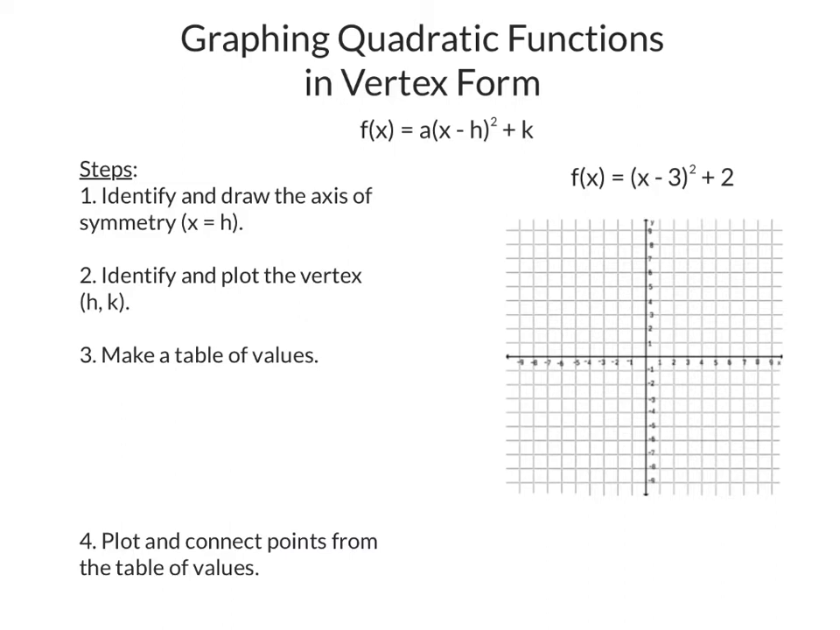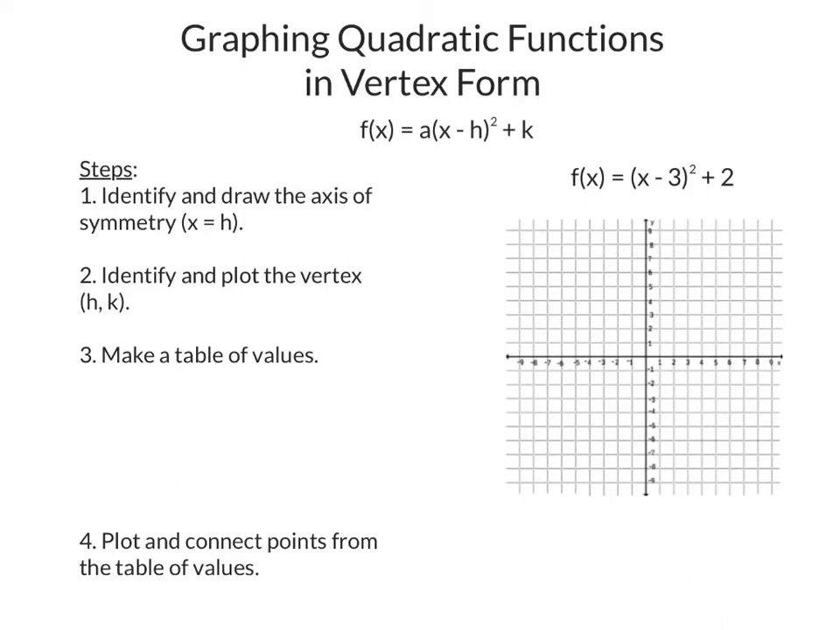Step 1 is to identify and draw our axis of symmetry, which is the line x = h. Our next step is to identify and plot our vertex, or the point (h, k). Next, we'll make a table of values for our function, and finally we'll plot and connect the points from our table of values. So let's try looking at an example.